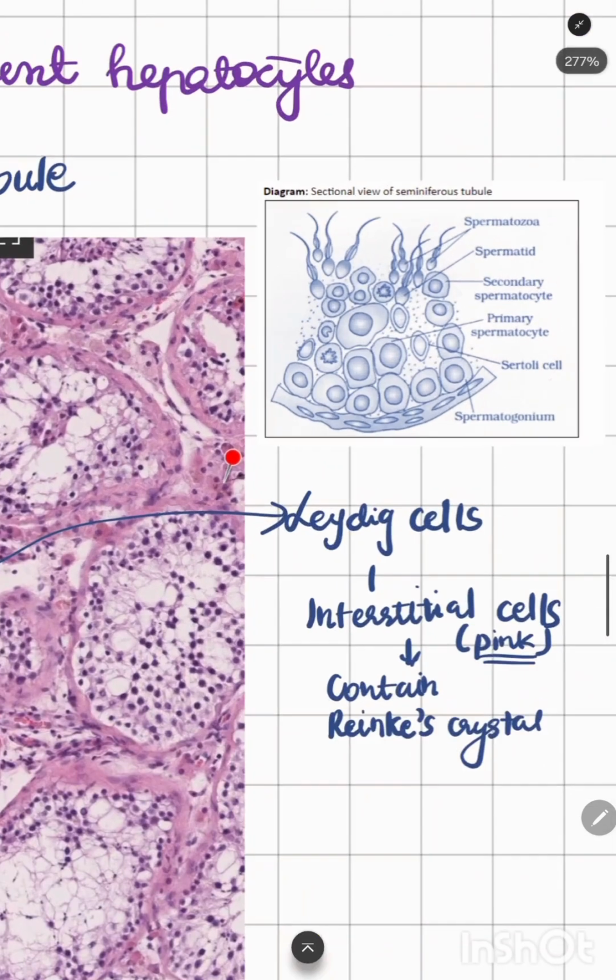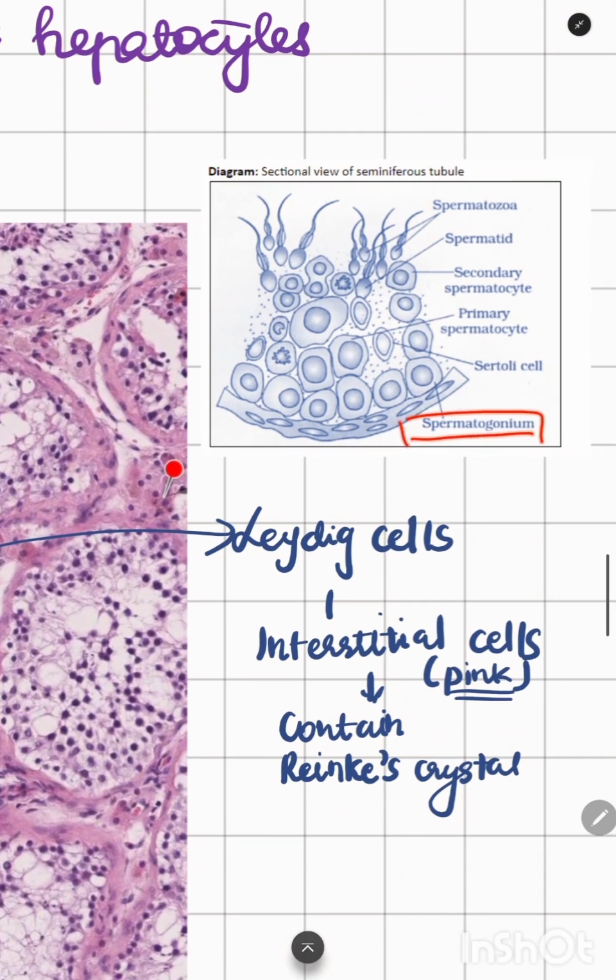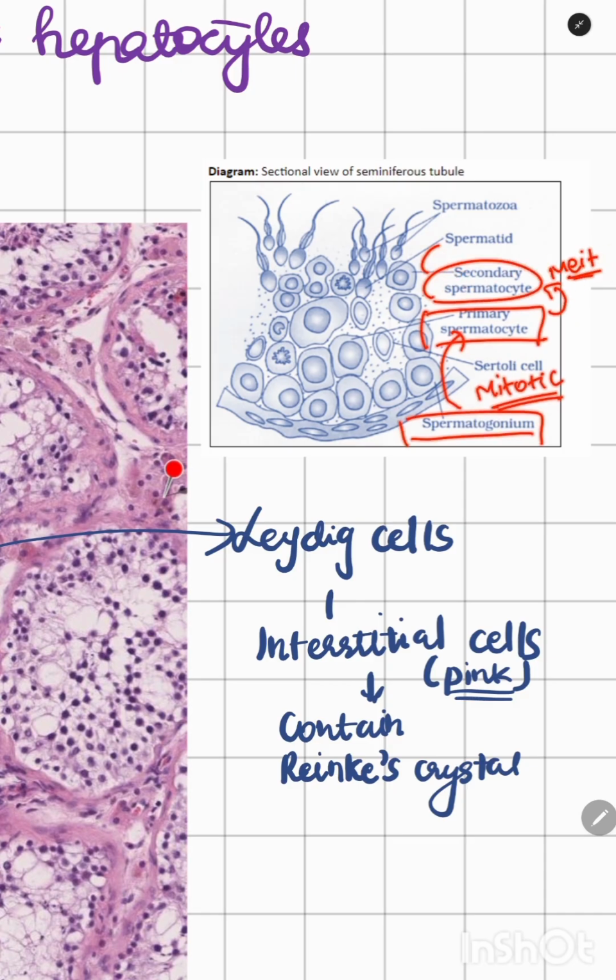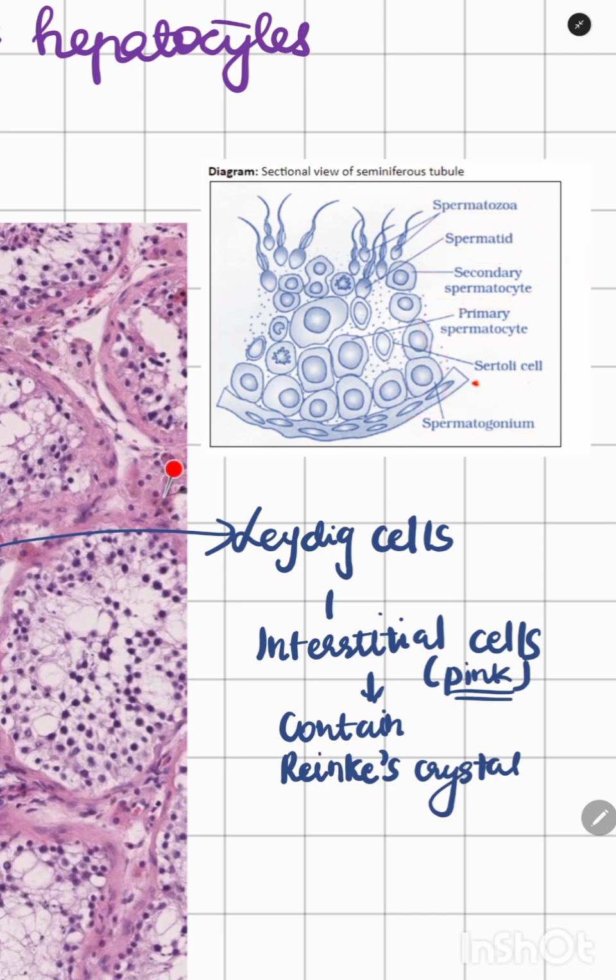Then within the seminiferous tubule you will find spermatogonium. Then it will undergo mitotic division. Remember, it is mitotic division. It undergoes mitotic division to form primary spermatocyte. Then it undergoes meiotic division to form secondary spermatocyte. Then again it undergoes a second meiotic division to form spermatid. Ultimately it matures to form spermatozoa. In the tubule you also find Sertoli cells, which are nursing cells, which will nourish the spermatocytes, right?